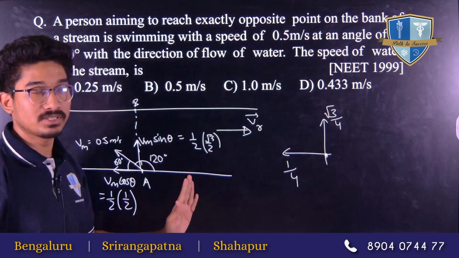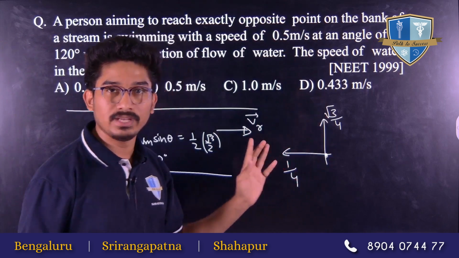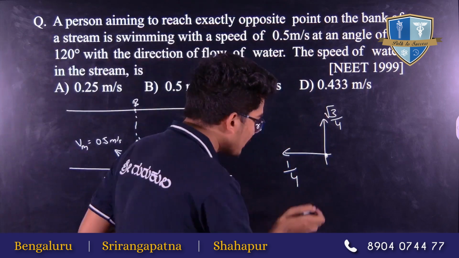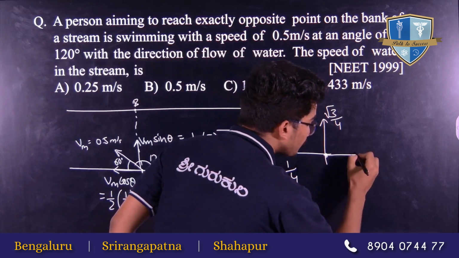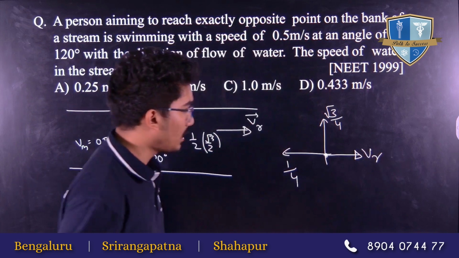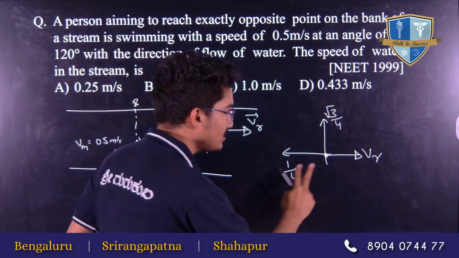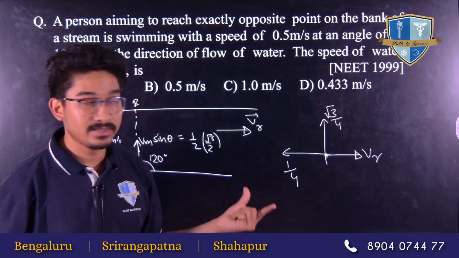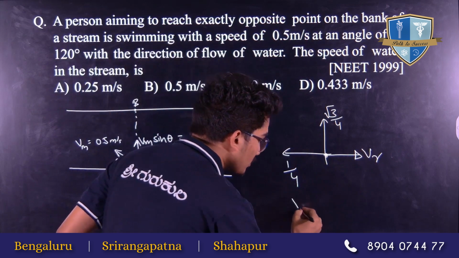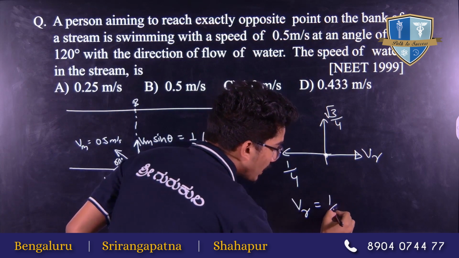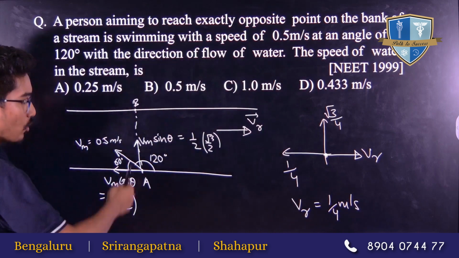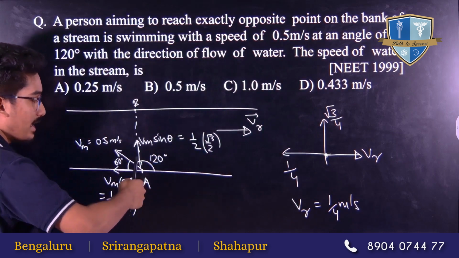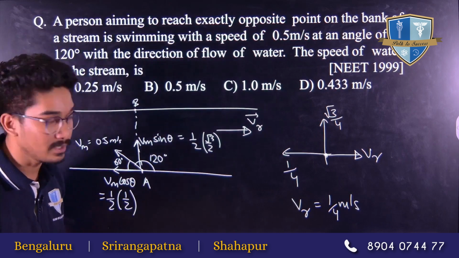But the net velocity should only be in this direction. So we need some extra velocity to cancel out this velocity. And who will give that velocity? This river. So we need Vr, correct? Now the net velocity should be vertical, meaning these two velocities should be equal, they should cancel out each other, meaning velocity of river should be equals to 1 by 4 meter per second. Then only the swimmer will have velocity in only this direction and can reach directly to the opposite side.